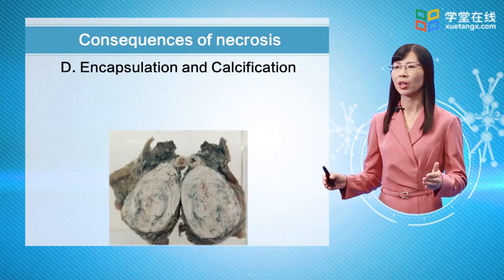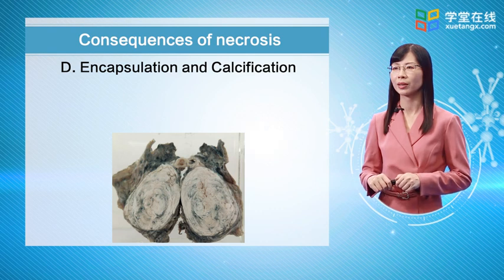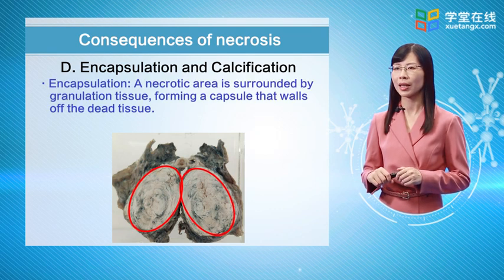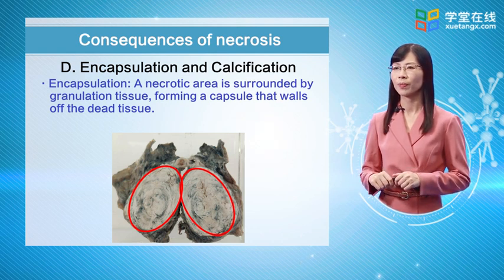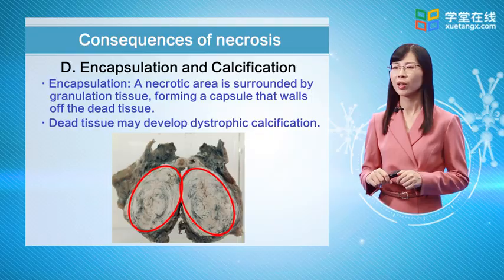A large necrotic area is difficult to be absorbed or organized. In this case, it will be surrounded by a scar, forming a capsule that walls off the dead tissue. This reaction is common in tuberculosis. Such lesions are often calcified. Could you tell which type of calcification it is? Well, it is dystrophic calcification, which we have discussed.